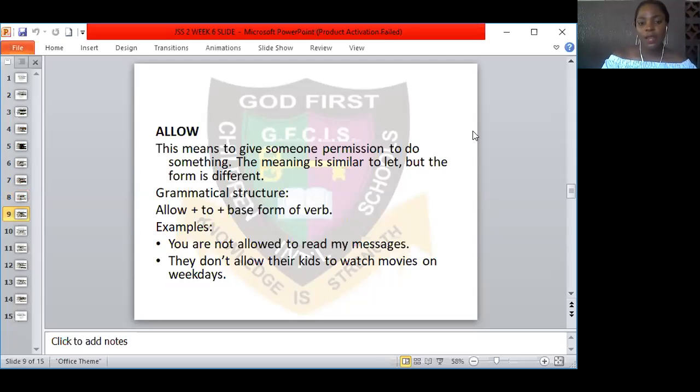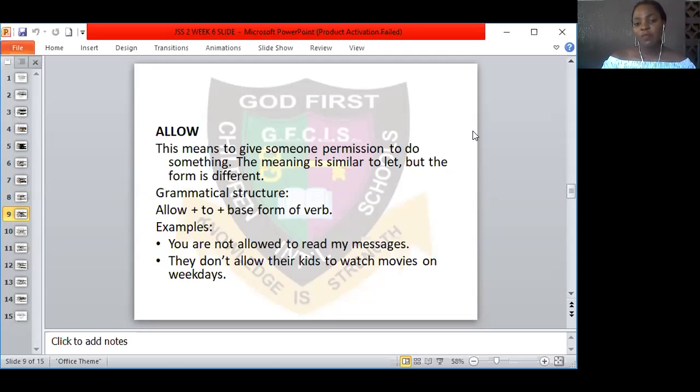So moving on to allow. Allow is the next causative verb. Allow means to give someone permission to do something. The meaning is similar to let, but the form is different.